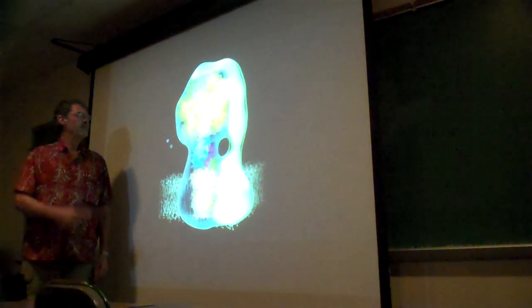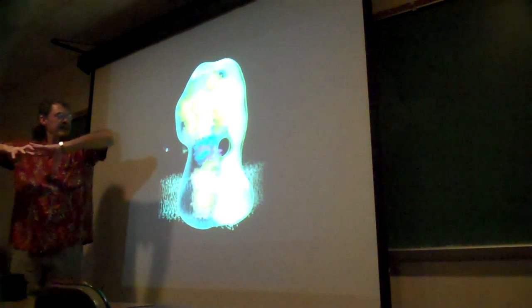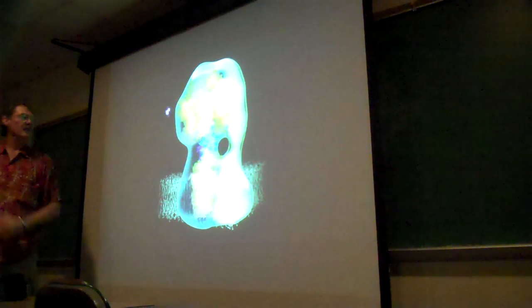Is that a chaperone protein? No, but it's certainly folded over the axle.